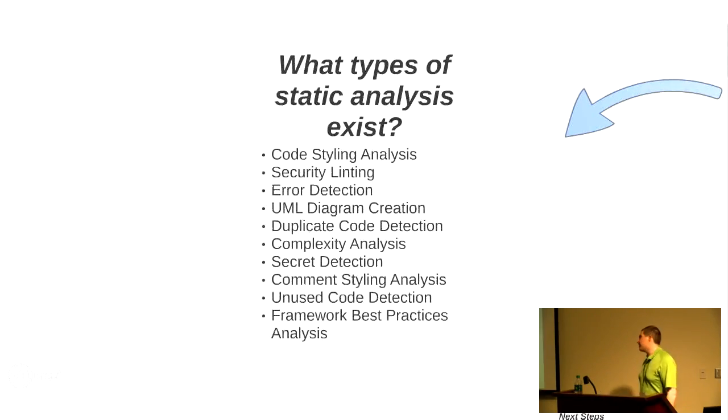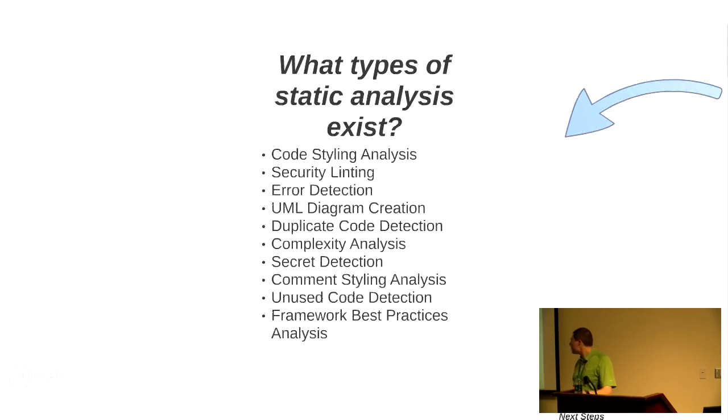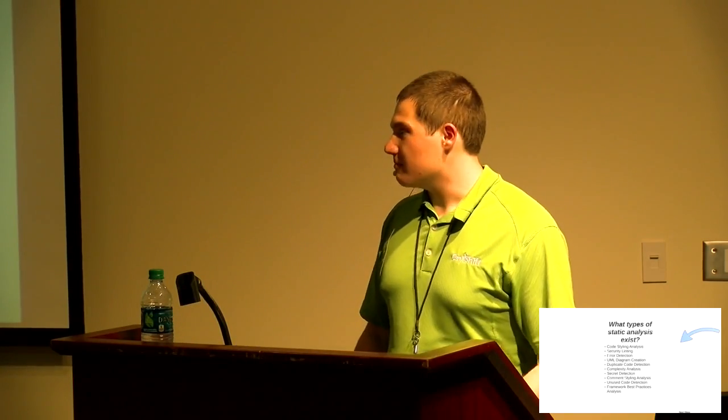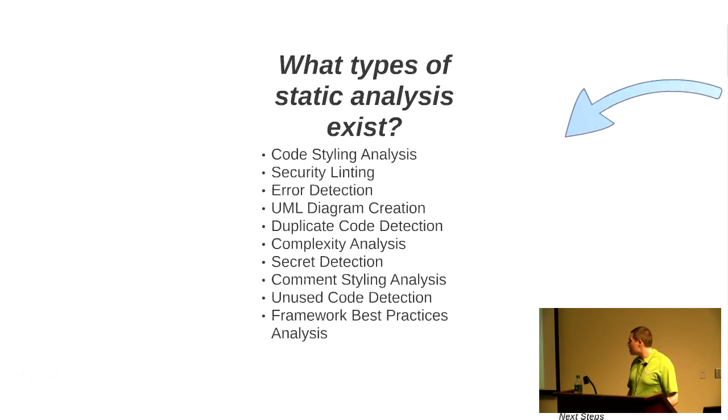So what kinds of static analysis exist in general, right? Code styling analysis, security linting, error detection, UML diagram creation, duplicate code detection, complexity analysis, secret detection, which I'm going to define as: you may have a password somewhere in your code that is connecting to some sort of web service or file system, and you want to make sure that isn't in your code, so when you push it to GitHub, you don't have something embarrassing like a password leak. Comment styling analysis, unused code detection, and framework best practices analysis. As I'll show you, it's very easy to incorporate all of these into your project in Python.